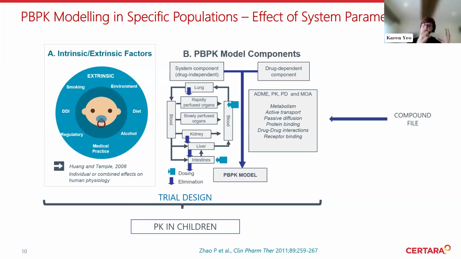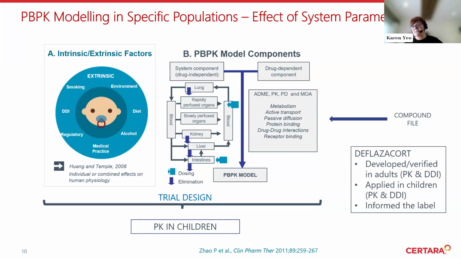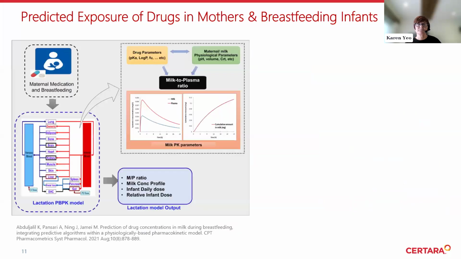And what happens then is the system parameters for children now replace those for adults, and we can predict the PK in children. And in fact, a nice example here is deflazacort, which is used to treat Duchenne's muscular dystrophy. This is an example where a model was developed for the drug in adults, used to simulate the drug-drug interactions, and then applied to appropriate doses in children. So this is just an example of what we would do when looking in children or applying a specific PBPK model in drug development, or in fact in global health scenarios.